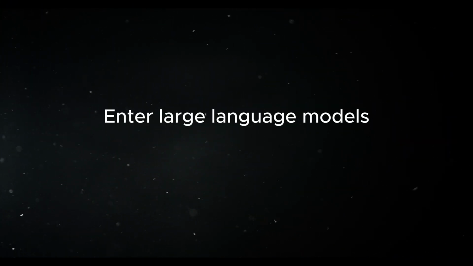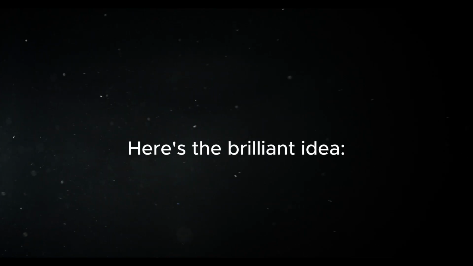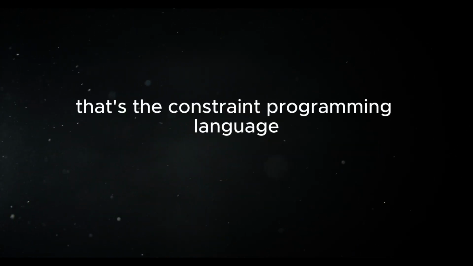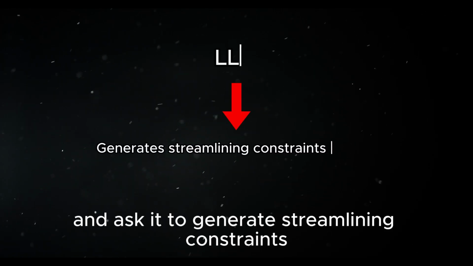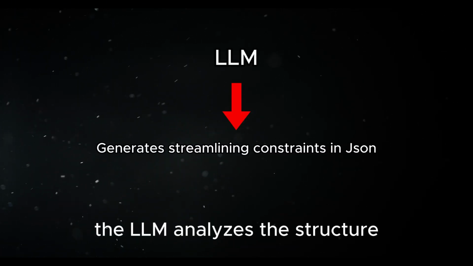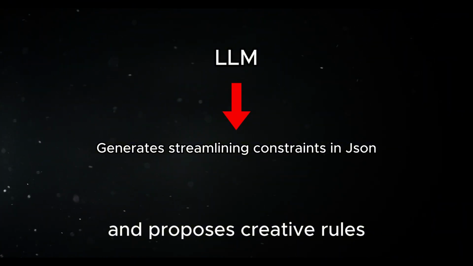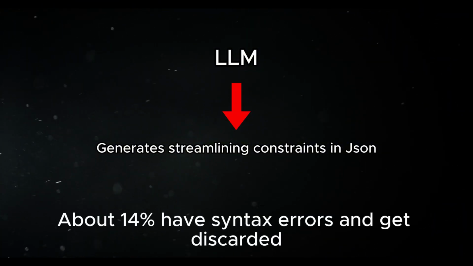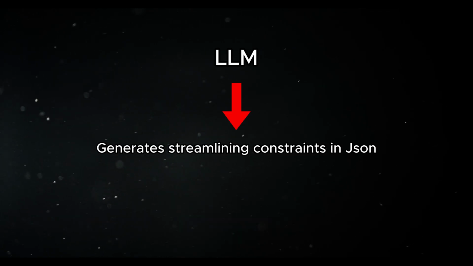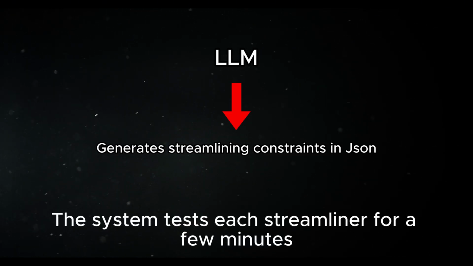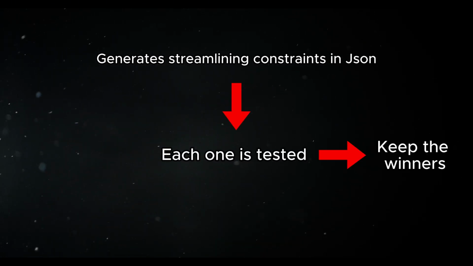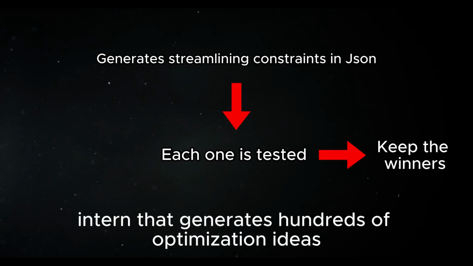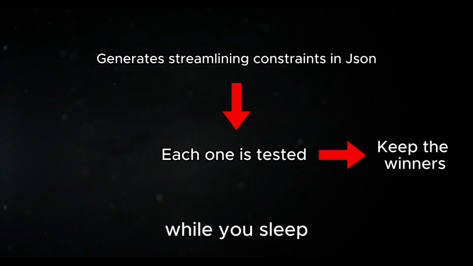Enter large language models. Here's the brilliant idea. Feed the problem's MiniZinc model, that's the constraint programming language, into GPT-4, Claude, Gemini, or DeepSeek, and ask it to generate streamlining constraints. The LLM analyzes the structure and proposes creative rules. About 14% have syntax errors and get discarded. The rest? Pure gold. The system tests each streamliner for a few minutes, keeps the winners, and iterates. It's like having an AI intern that generates hundreds of optimization ideas while you sleep.